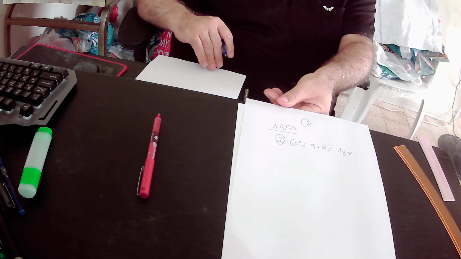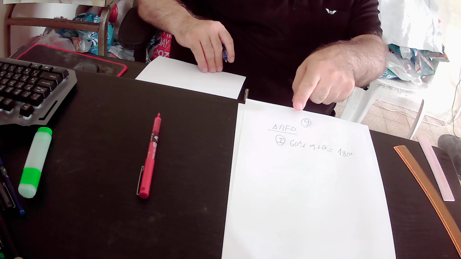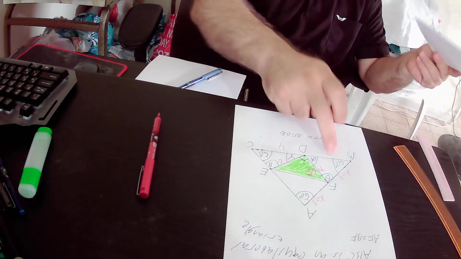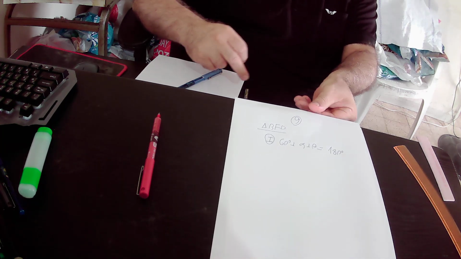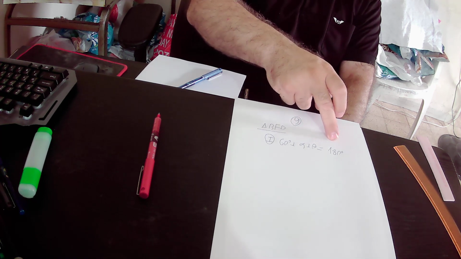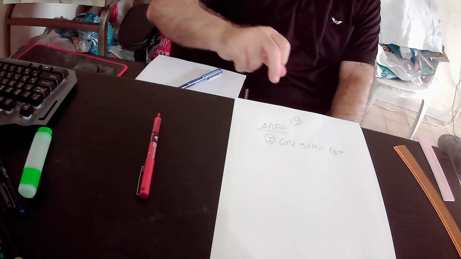Again, the sum of the angles in this triangle BFD equals 180 degrees. That is to say, 60 degrees plus alpha plus theta equals 180 degrees. So that is our first equation.